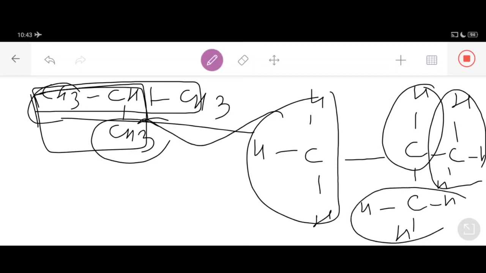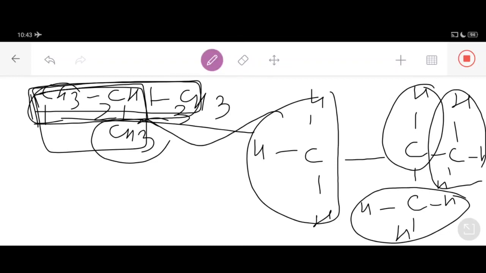Now, how can we give a name to this compound? There are 3 carbon atoms in the longest chain. This is carbon number 1, carbon number 2, carbon number 3. This is the longest chain of carbon atoms. That means there are 3 carbon atoms in the longest chain. Mark my words, my dear students.